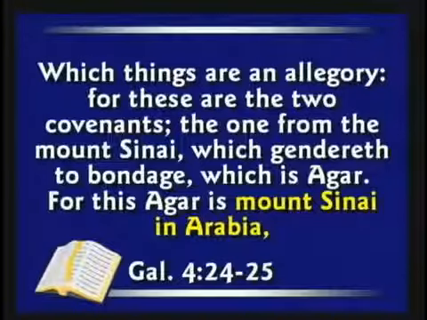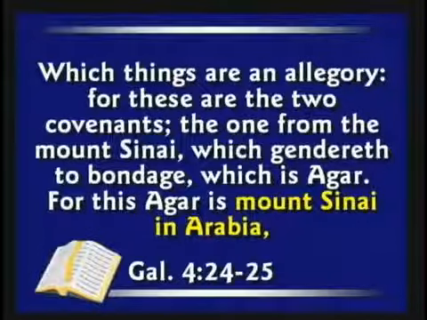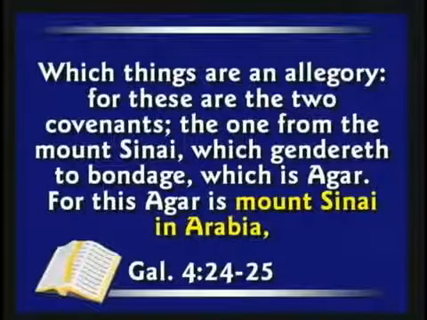Well, let's see what the Bible says. Galatians chapter 4: "Which gendereth to bondage, which is Agar. For this Agar is Mount Sinai in Arabia." Hello, it's been there all along, folks, okay? Why have they been looking in the Sinai Peninsula? That's not where it is.